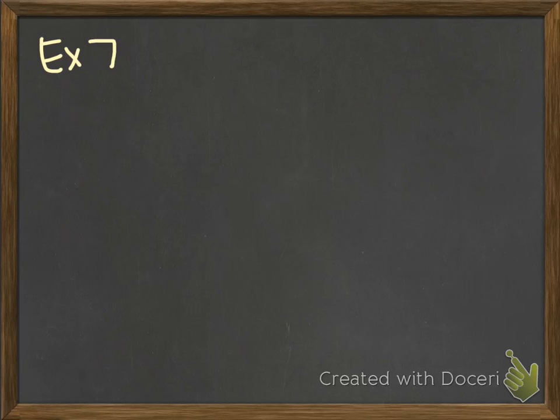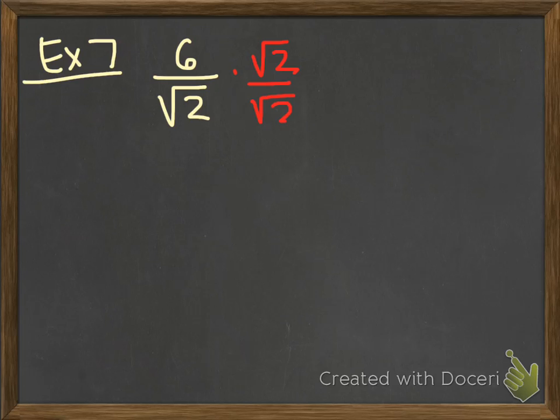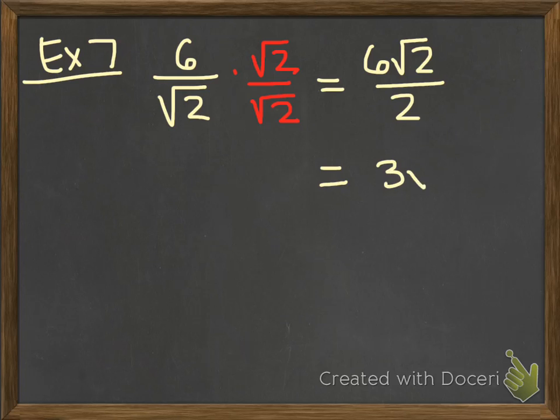Example 7. 6 over radical 2. Okay, one's a regular number and one's a radical, so you can't divide them. So to rationalize the denominator, you're going to multiply by radical 2 over radical 2. Okay, and then what that gives us is regular 2 on the bottom, and on the top it's 6 radical 2. Now you can reduce that fraction because that's a regular 6 over a regular 2. So that would be 3 radical 2.